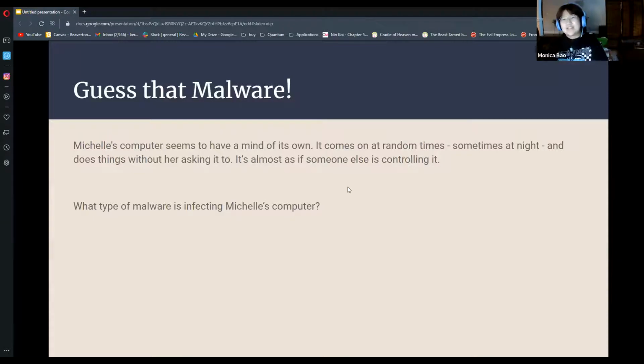Michelle's computer seems to have a mind of its own. It comes on at random times, sometimes at night, and it does things without her asking it to. It's almost as if someone else is controlling it. What type of malware is infecting Michelle's computer?